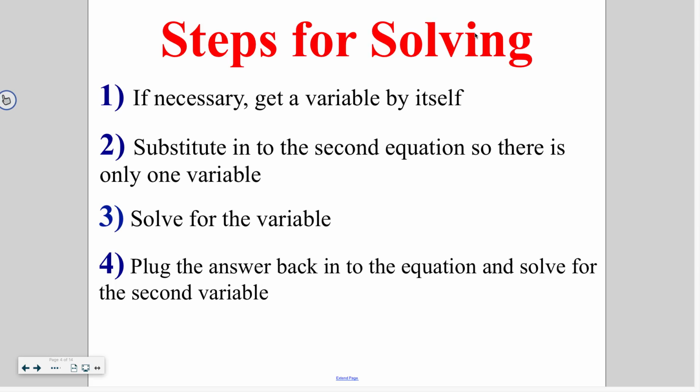So, steps for solving. First, if necessary, you need to isolate a variable, get it by itself on one side of the equation. Once you have that variable isolated, you're going to plug in that formula that it's equal to into the second equation so that there is only one variable in the second equation. You are going to then solve for the variable in the second equation.